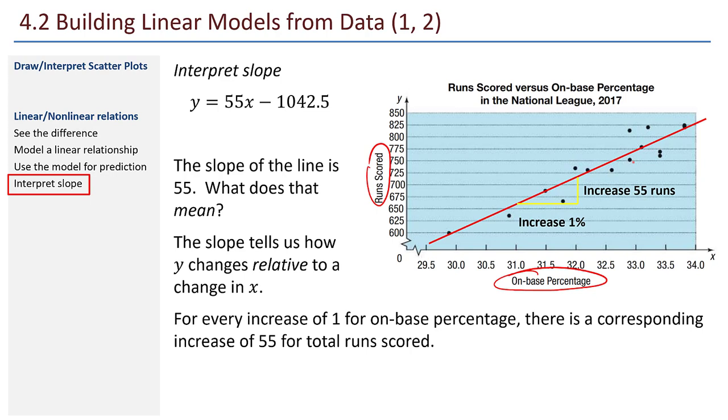All right, and that is it. We have talked about 4.2, building linear models from data. We've seen that data can be put into a scatter plot, and we draw lines through there, and then we can get the equation of the line and draw some interesting conclusions from that line. And that is a good place to stop.